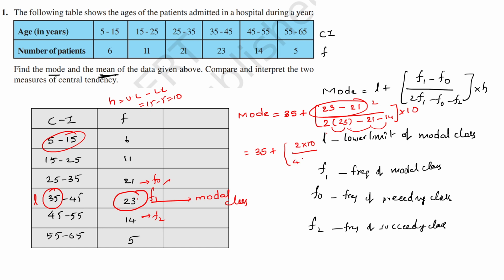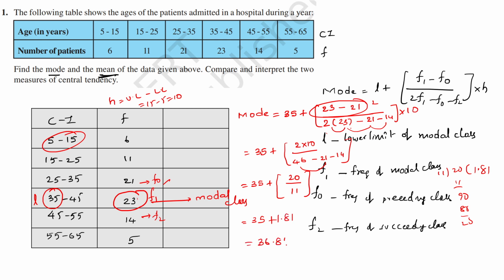46 minus 21 minus 14, that means 35 plus 20 by 46 minus 21 is 25, 25 minus 14 is 11, so 35 plus 20 by 11, approximate value 1.81, so that is 36.81. So this is how we will find mode.